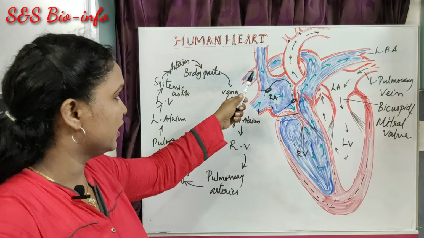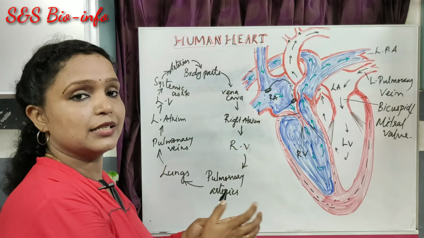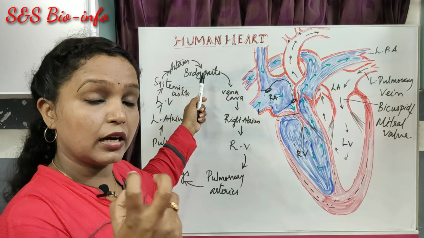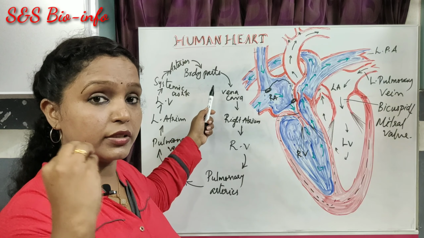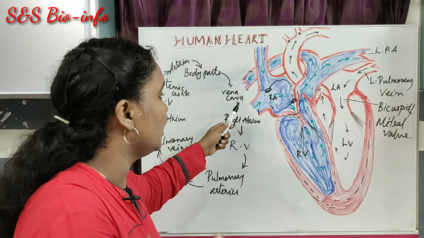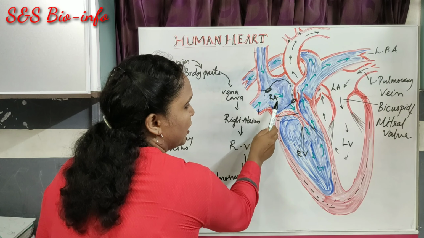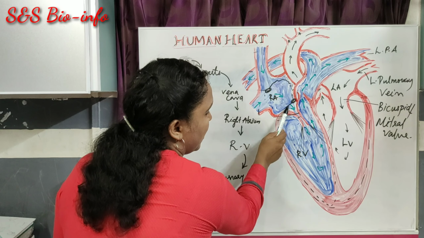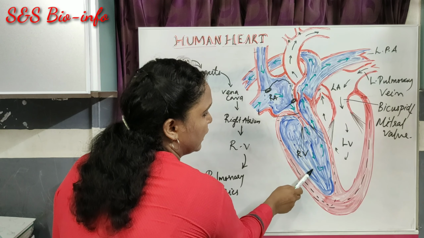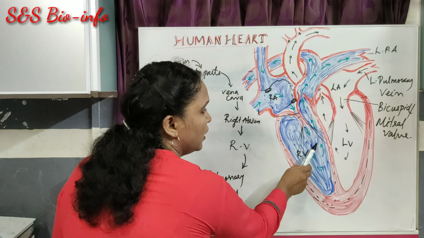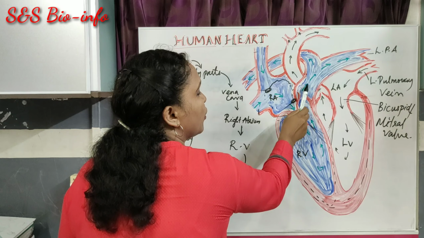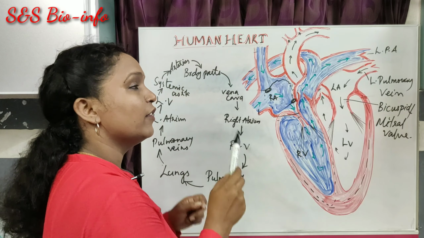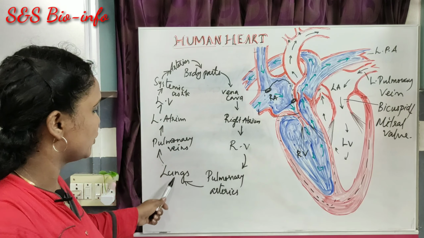Look at the diagram, then we will learn how the blood is circulated through the heart. First, from the body parts, the superior and inferior vena cava collect the impure, carbon dioxide rich blood from the different parts of the body, and it reaches the right atrium. From the right atrium, you can follow the arrow, the blood is pumped into the right ventricle. From the right ventricle, it goes to the pulmonary aorta, then to the left and right pulmonary arteries. Where? To the lungs.